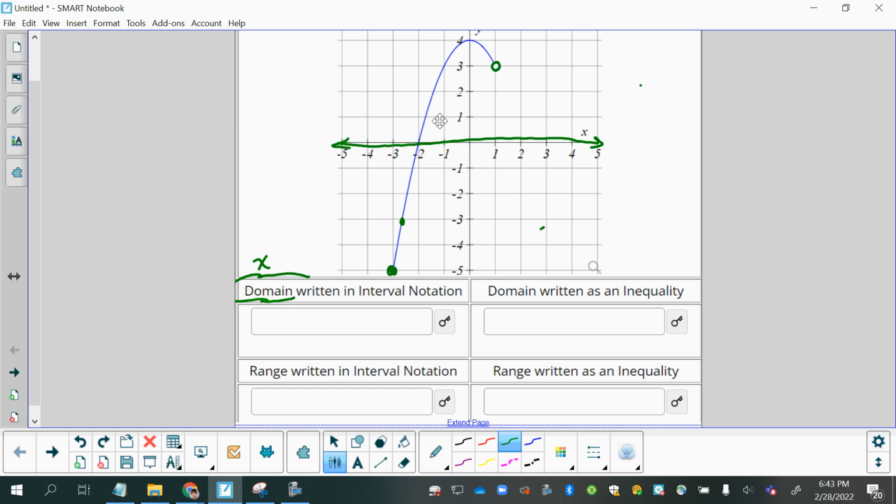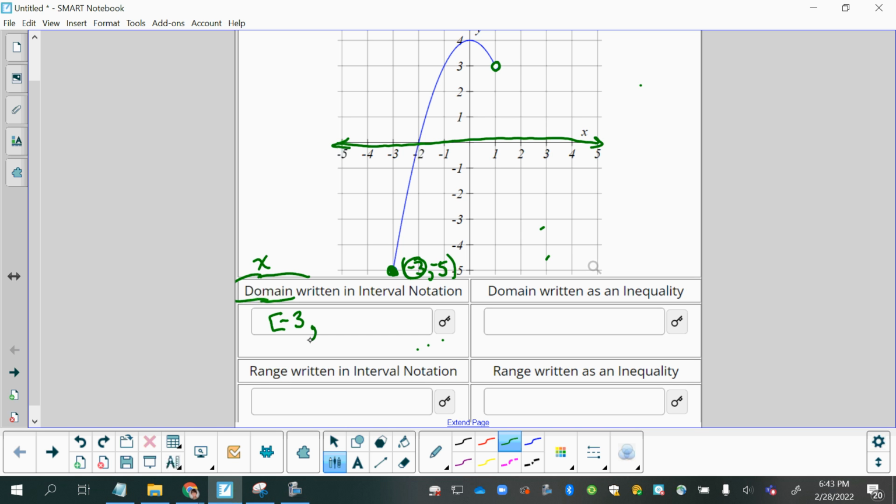So what you can do is just start with the leftmost value and find the point coordinate. So this is at -3 for x and -5 for y. Now the x is what I'm caring about when I'm talking about domain. So my domain is going to start at -3 and it's going to include -3. So that's why I'm using a square bracket instead of a parenthesis.